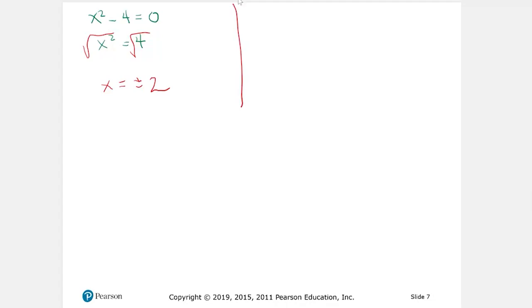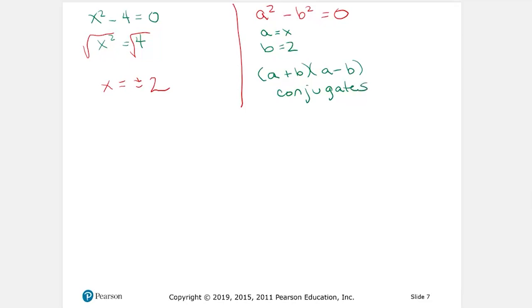Also, the other way is just to know if you have a squared minus b squared equals 0, which I have from that equation, I can say a is equal to x and b is equal to 2, and then I have x squared minus 4, right? This always factors to a plus b times a minus b, and these are called conjugates. I'm not going to test you on vocabulary, I'm just telling you.